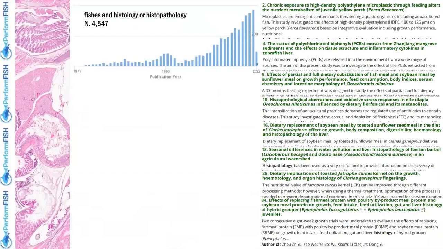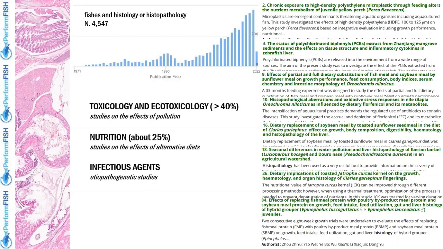These studies use, of course, histology. More than 40% involve a study on the effect of pollution, a very current topic in effect. About percent studies the effect of alternative diets or nutrition effect in different studies, and of course many etiopathogenetic studies on infection agents are included.